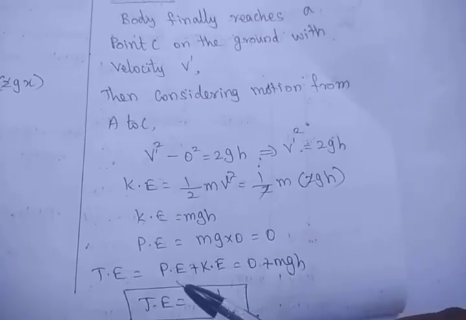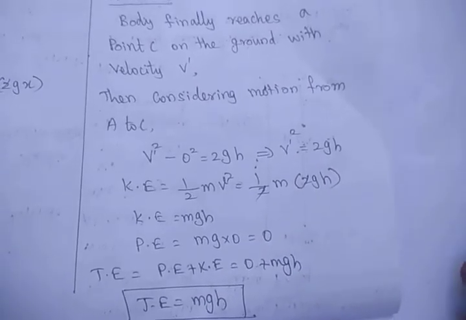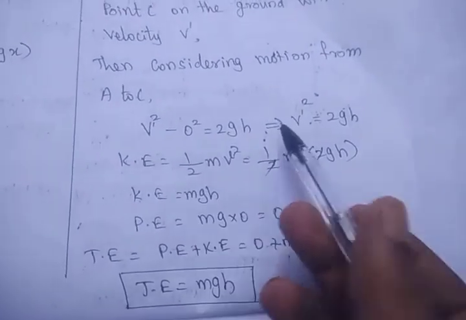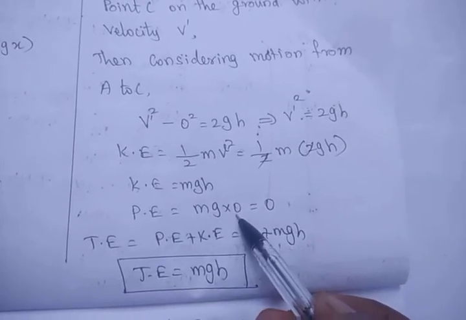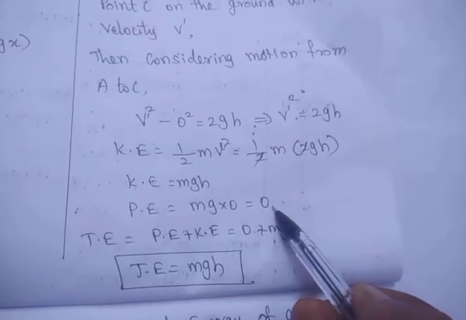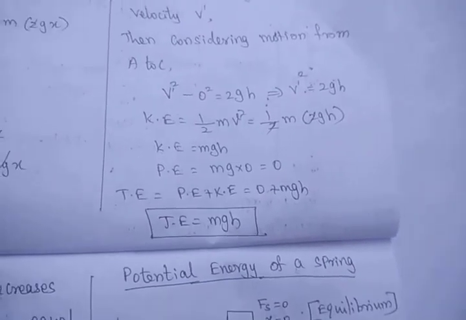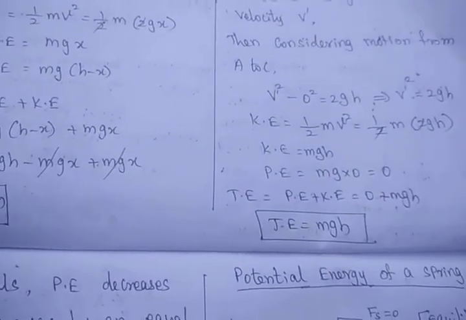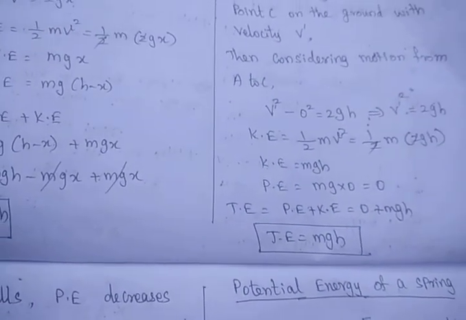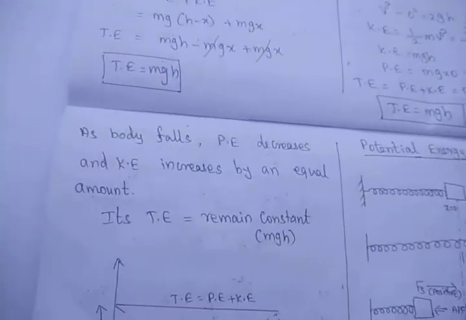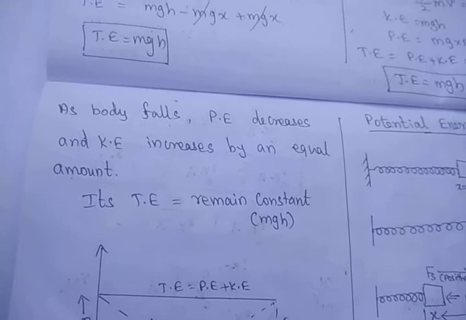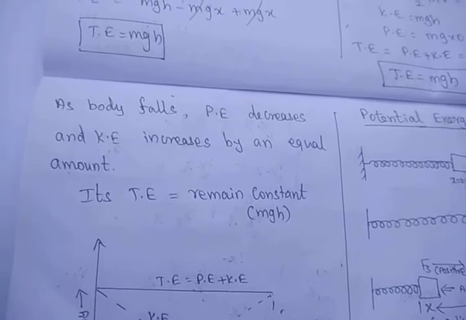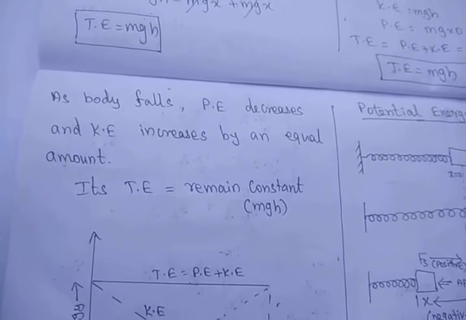At point C, what is the height? It reaches the ground, so the height becomes 0. The potential energy formula is mgh, and here the height is 0, so the potential energy becomes 0. So the total energy is equal to mgh. For all three cases, at the points A, B and C, mgh is equal. That means the total energy is equal. As the body falls, the potential energy decreases and the kinetic energy increases by an equal amount, so its total energy remains constant.